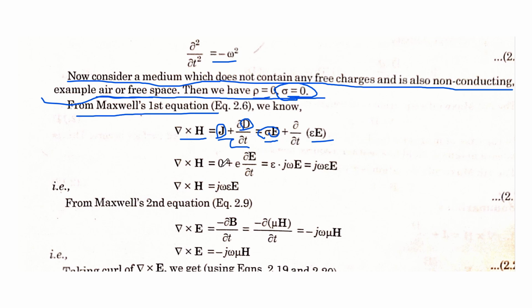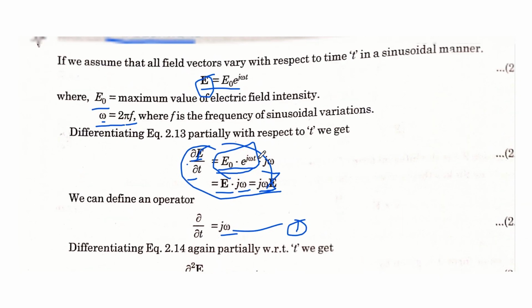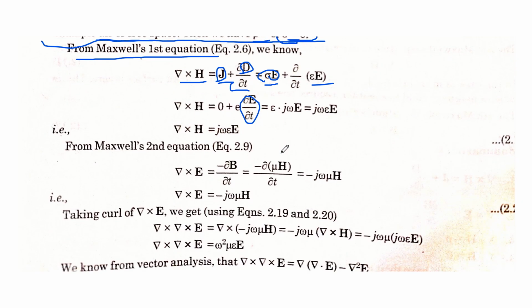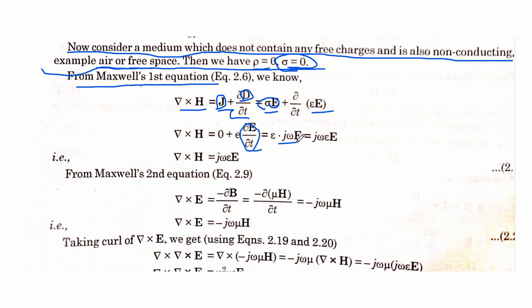That is del cross H bar is equal to 0 plus epsilon dou E bar by dou T. We know what dou E bar by dou T is; we already derived it previously. Here observe, dou E bar by dou T is equal to J omega E bar. I substituted J omega E bar in place of dou E bar by dou T. So my final equation will be like this: del cross H bar is equal to J omega epsilon E bar.